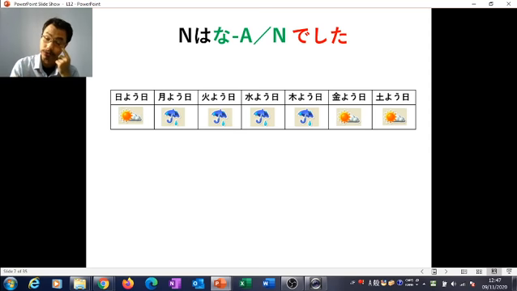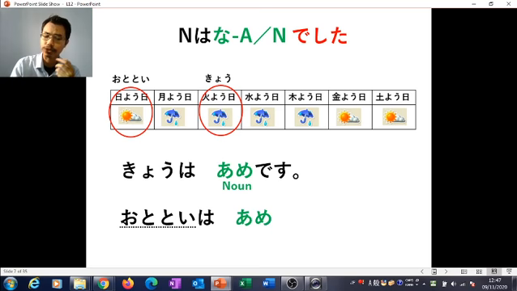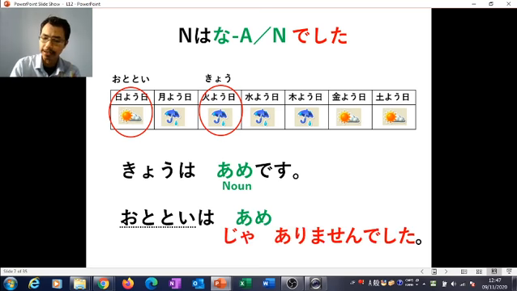Now we are going to look into how to deal with negative form past tense. Okay, so let's say you want to say today is a rainy day, the sentence is the same 今日は雨です. But now you want to say what happened the day before. Okay, 2 days before. 2 days before actually is a sunny day. It's not rainy. Okay, so you can say おとといは雨じゃありませんでした.